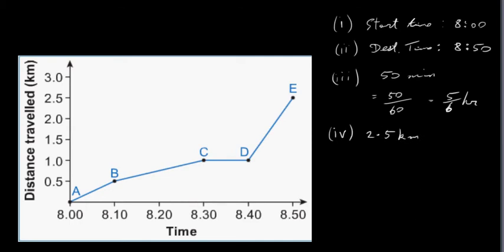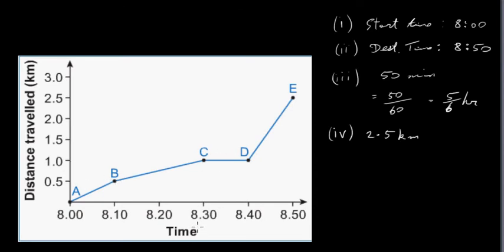You also may be asked something like, how far was it from point B to point C? So what you would need to do is get a ruler, go across to here, starting at B at 0.5, and finishing at C, which is 1. So this distance is 0.5, or half a kilometer, between B and C.